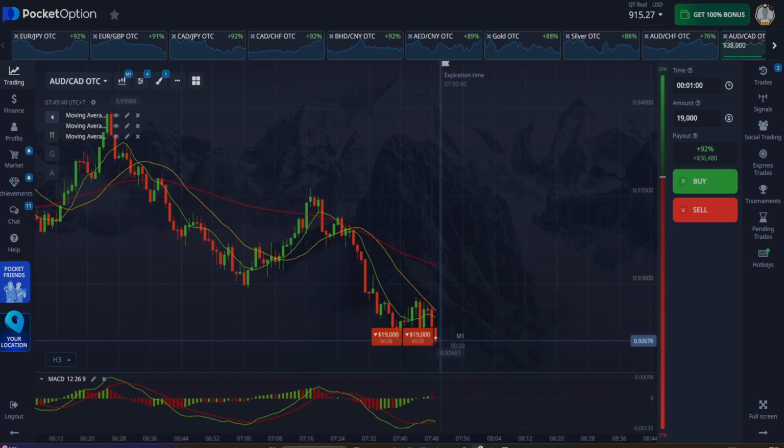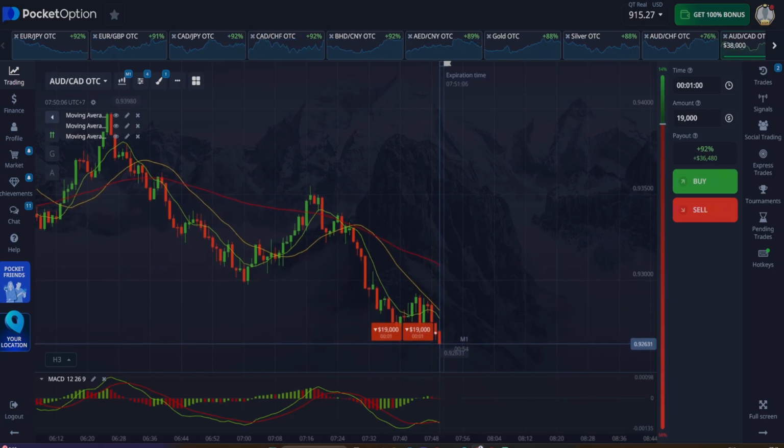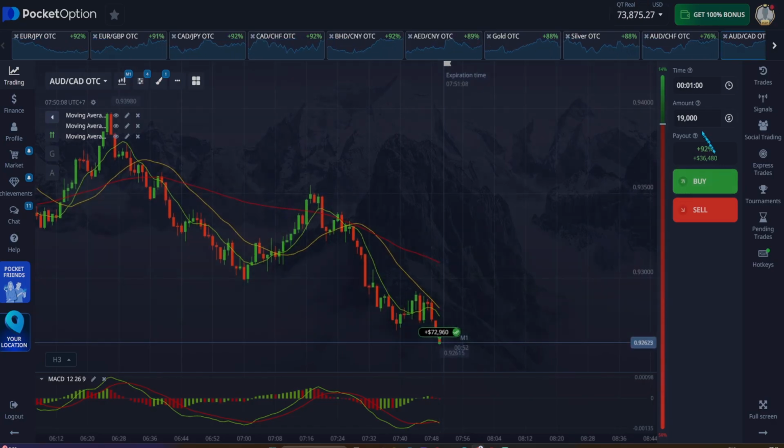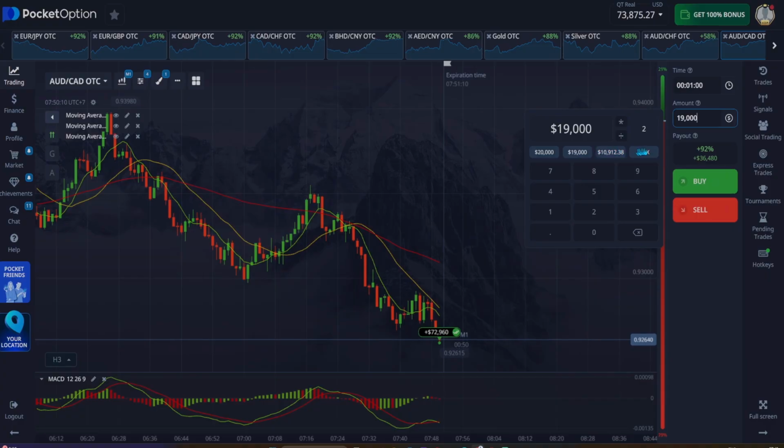Watch the candles now. Yes, the price is falling further and we made a profit. Now it's time to open the market again and look for the next opportunity.